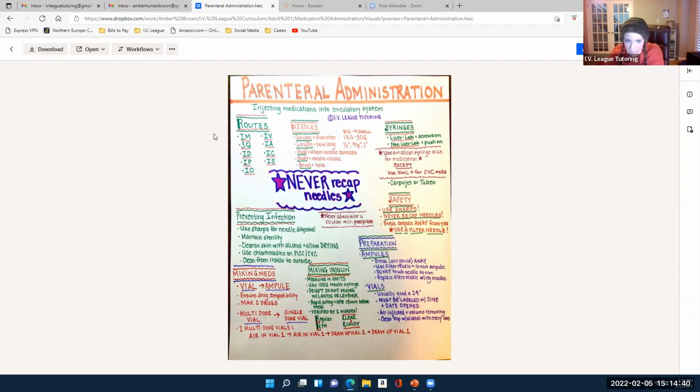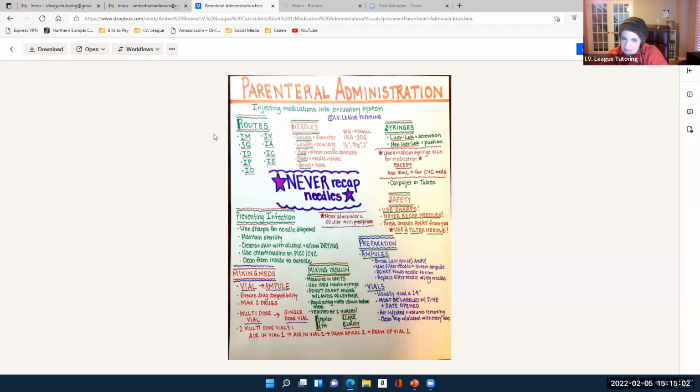All right, needles. You'll know the gauge is how big around it is, and the length is how long the needle is. So you have to choose both the gauge and the length, and you need to understand what you need to choose. Do y'all know the different parts of the needle, like the hub, the shaft, the bevel? We good on that? Okay.